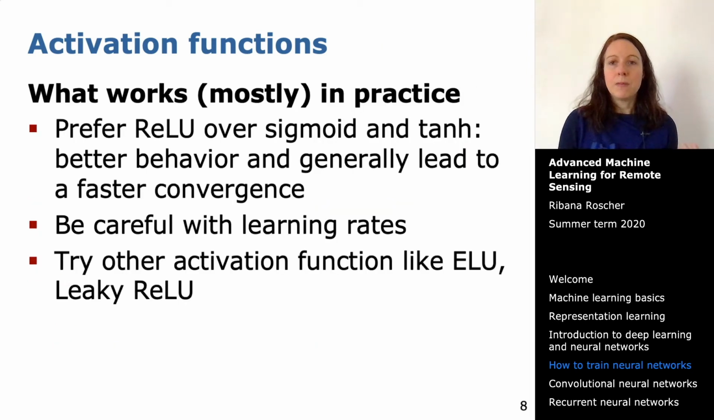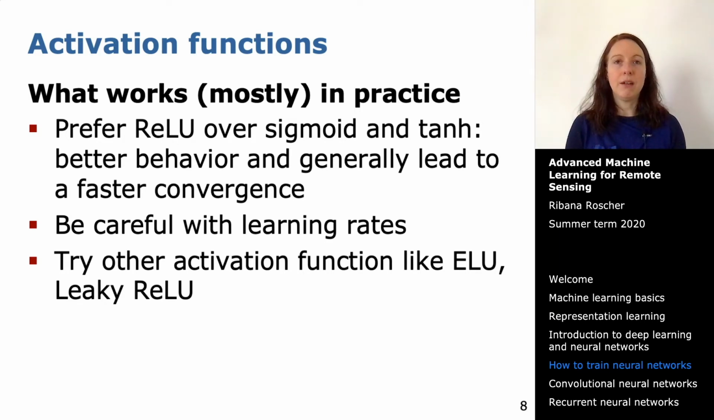As a suggestion, what works mostly in practice is you first of all should prefer ReLU over sigmoid and tanh. What I said, sigmoid is a good choice for a very last layer when you do classification tasks, but in between it's mostly better to use ReLU. It has a better behavior and generally leads to a much faster convergence. There are some studies, and these studies, for example, say that it's about 6 times faster than sigmoid.